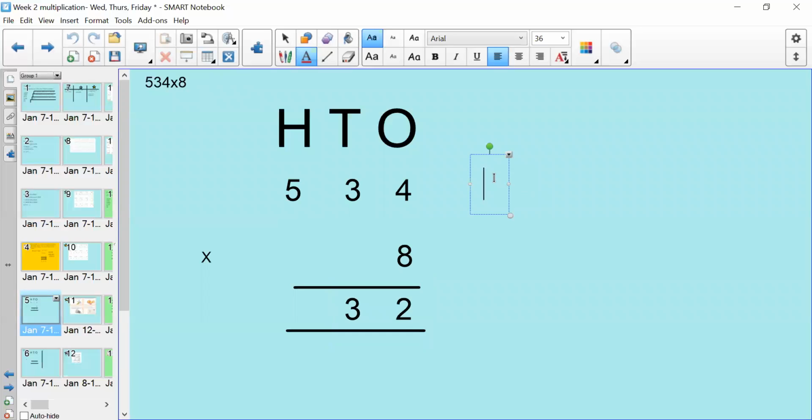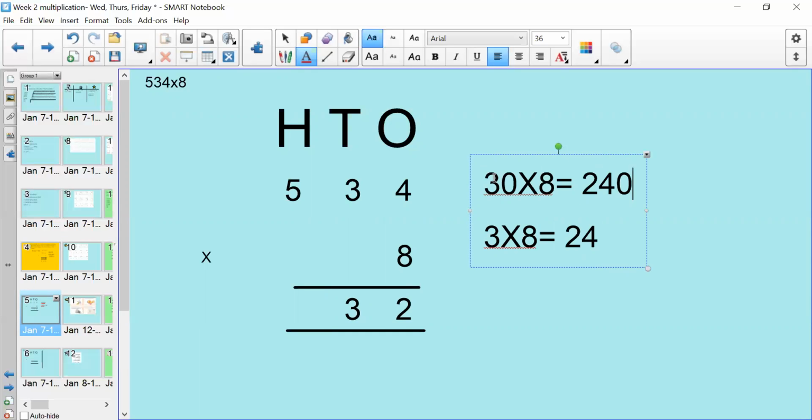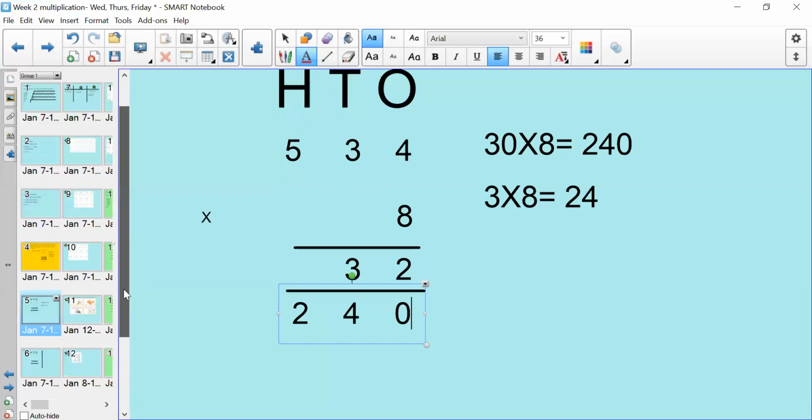So we've got 30 times 8, but we can use our known fact of 3 times 8 to help us. So 3 times 8 is 24. So 30 times 8 will be 240. So we would place that underneath, 240. Okay, and then the last column is the hundreds column.